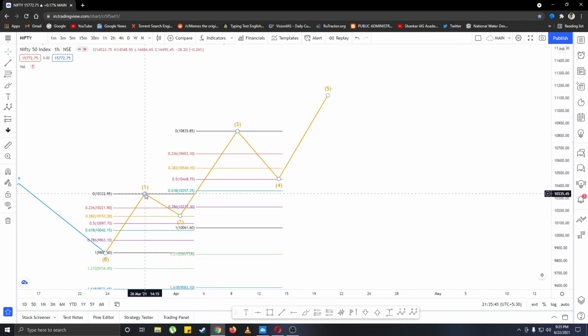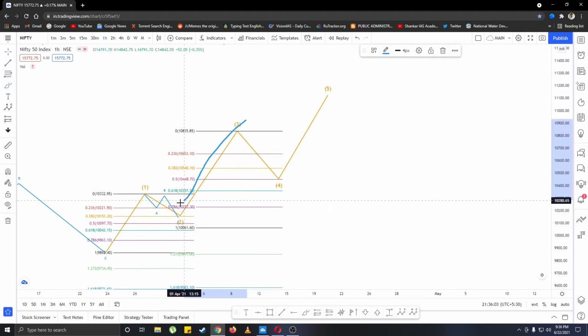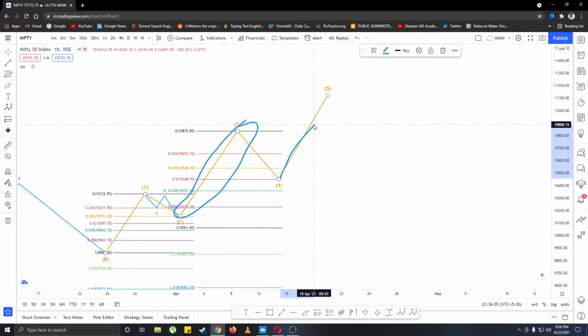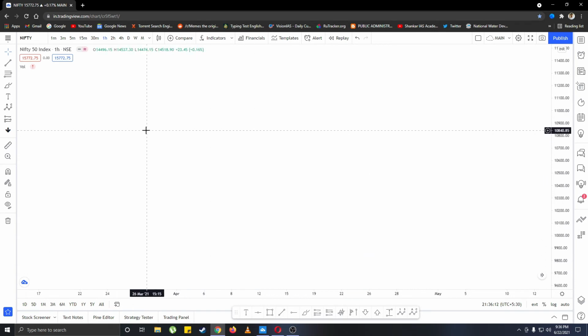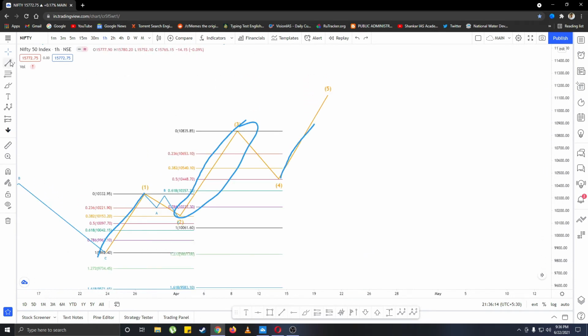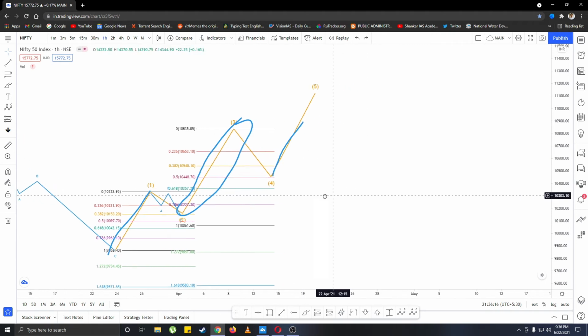And for example, if wave 1 was a simple correction, like let's say an A, B and a C simple correction, then it is fine that wave 4 will be a complex or a difficult correction. And if wave 3 is extended, wave 5 is usually equal to wave 1. This is the basic characteristics of a wave 1, 2, 3, 4 and a 5.